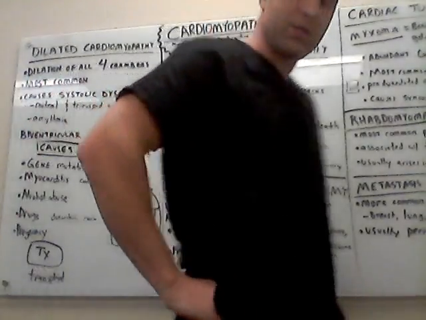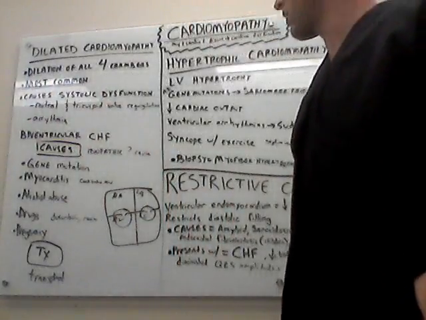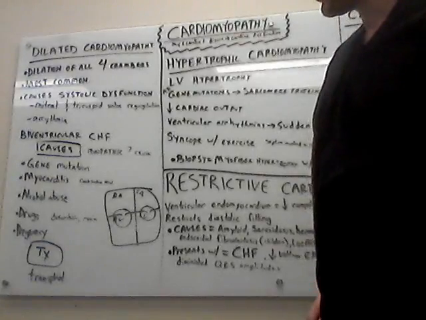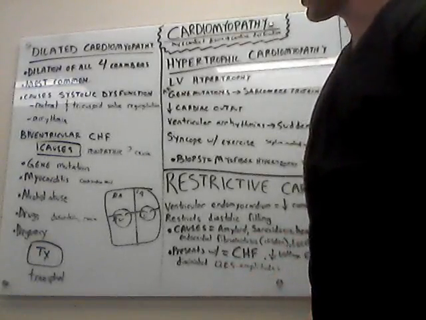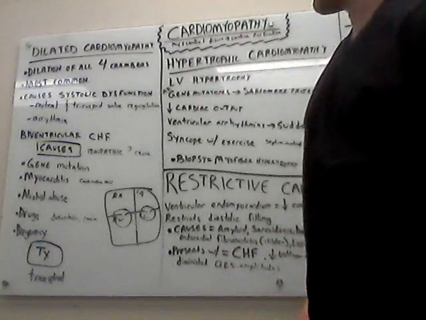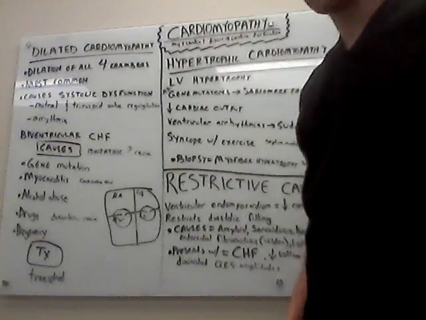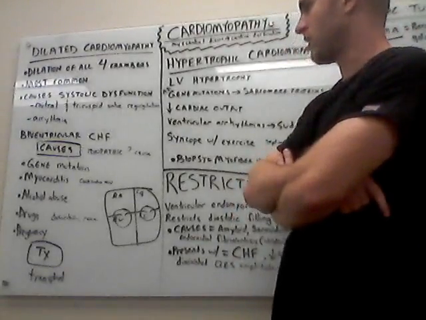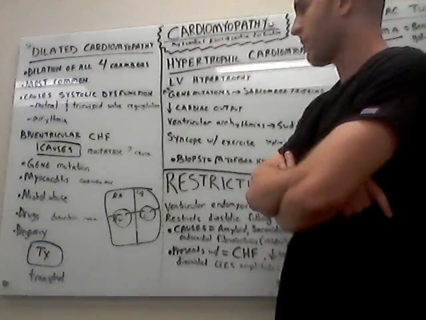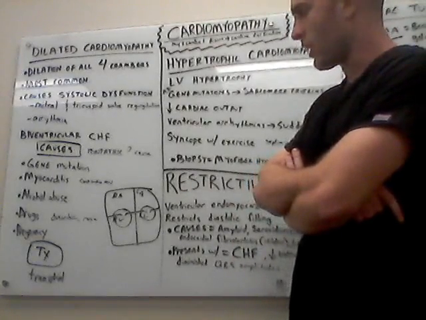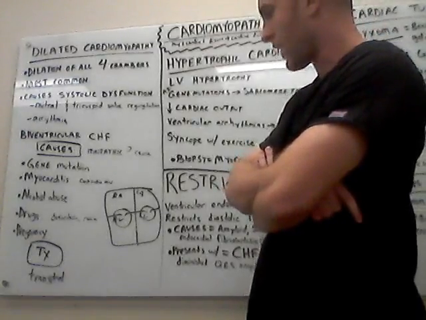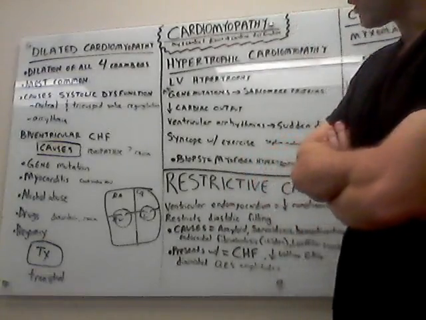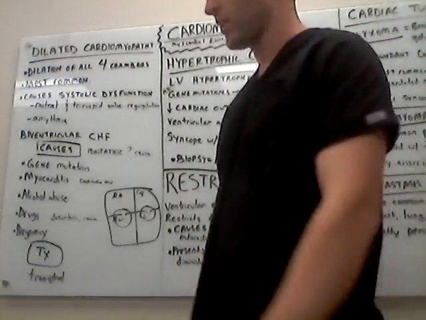This can lead to biventricular CHF, congestive heart failure. The causes, it says it's idiopathic, but some things that they have listed here are a gene mutation, also myocarditis. We know myocarditis can be caused by the Coxsackie virus. So the Coxsackie virus infection can be associated with dilated cardiomyopathy. Alcohol abuse, drugs such as doxorubicin and cocaine can result in this, as well as pregnancy. The only treatment for this is a heart transplant.